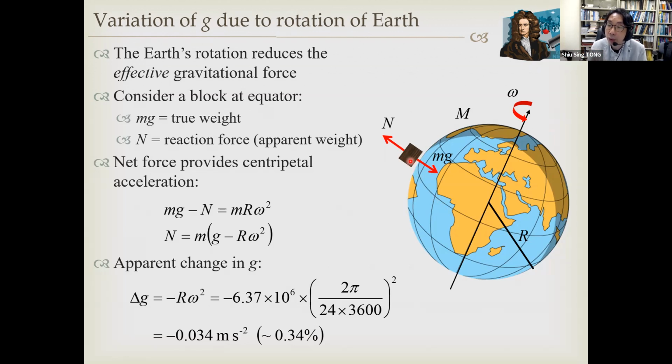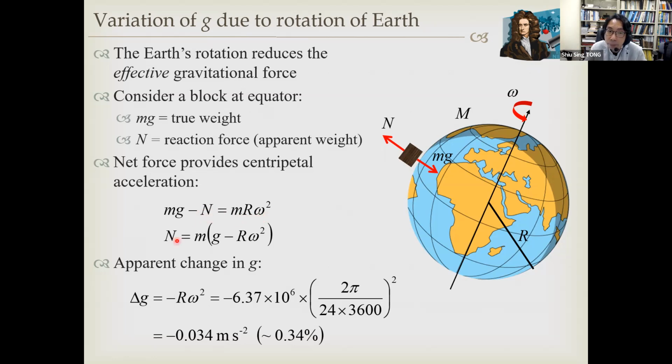If you have uniform circular motion, that means there should be a net force. What provides the net force? Well, the difference between N and mg will provide the net force. mg has to be slightly larger than N in order to provide a net inward force, and that net inward force is the centripetal force of the circular motion. So I have mg minus N, the net inward force, equal to m R omega squared, where omega is, of course, the angular velocity due to the rotation of the Earth.